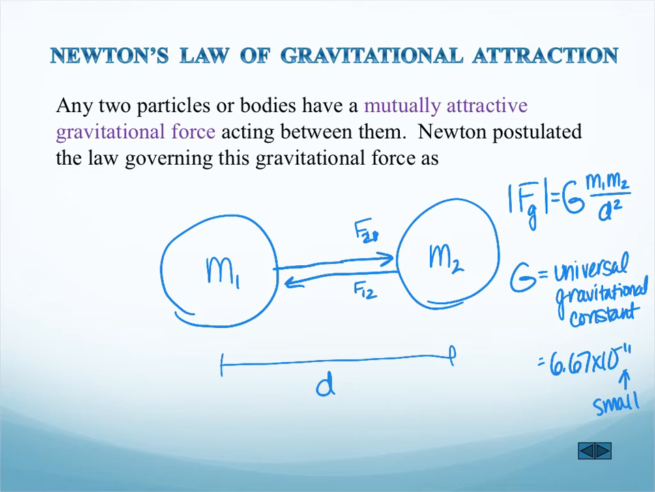If we imagined a vector that goes from mass 1 to mass 2, I'm just drawing it, and if we use a little r hat, the way that we might write the force that object 1 exerts on object 2 is minus G m1 m2 over d squared times r hat. And that negative sign is because it's attractive.